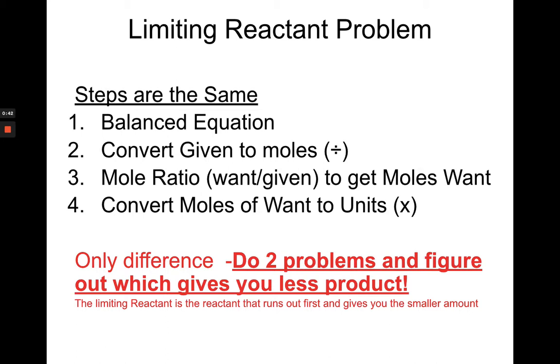You're going to look at the given and convert it to moles, and that's a division by either the molar mass, 22.4 liters, or 6.02 times 10 to the 23rd to give you moles of what you're given. Then you're going to use the mole ratio that you take from the balanced equation. On top, you will put the coefficient of the thing that you want, and on the bottom, you'll put the coefficient of the thing that you're given, to get moles of what you want. And then finally, you'll convert moles of what you want to the units desired by multiplying either by 22.4 liters, or the molar mass in grams, or by 6.02 times 10 to the 23rd.